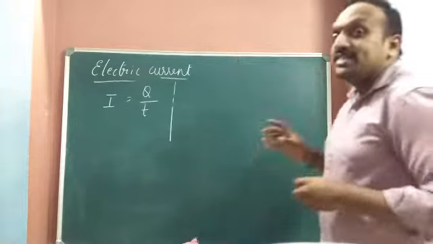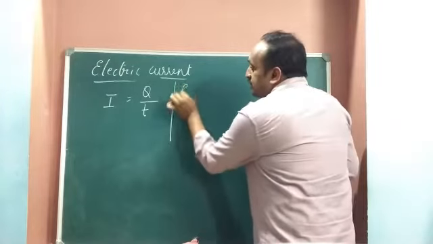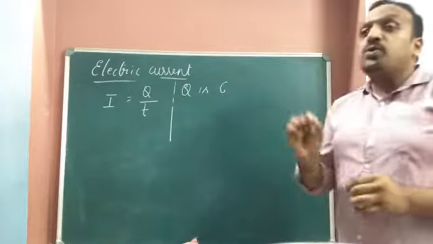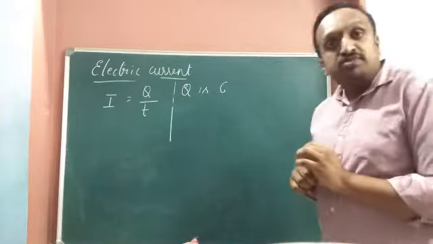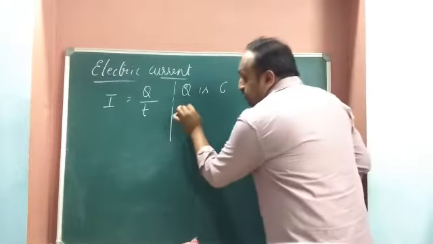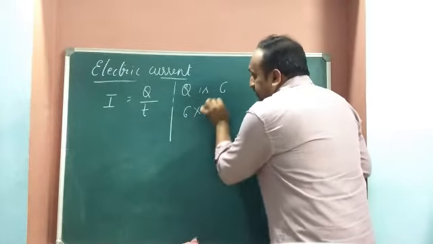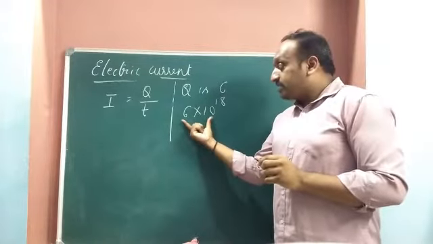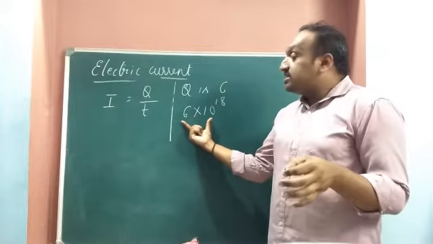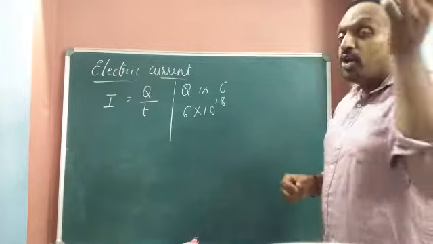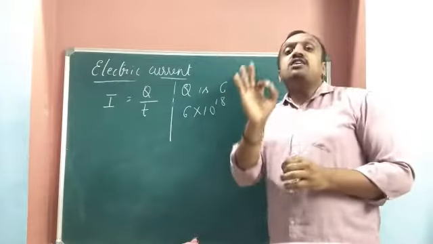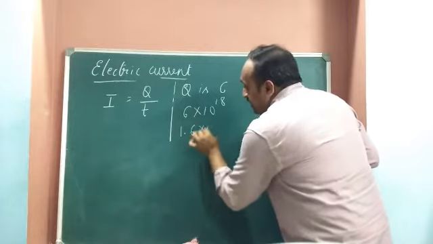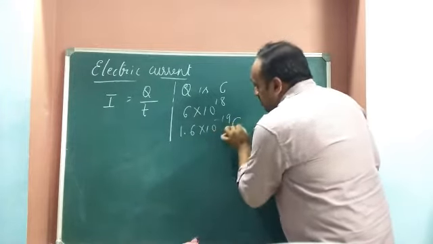I said Q is the electric charge, so the SI unit of charge is coulomb. Nothing but in 1 coulomb of charge, how many electrons will be present? That will be equal to 6 into 10 power 18 electrons. 6 into 10 power 18 electrons will be the number of electrons present in 1 coulomb of charge. And we also know the charge of an electron is 1.6 into 10 power minus 19 coulomb.